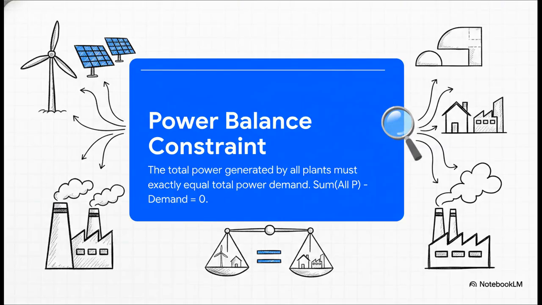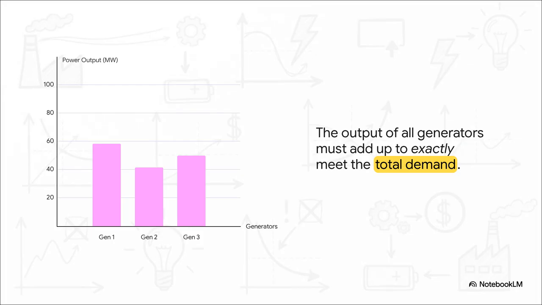So let's look at that first rule. The math here is just a fancy way of saying that the sum of all the power from your generators, minus what all the customers are using, has to equal zero. It's got to be a perfect balancing act. And this visual just makes it so clear. If the total demand from everyone is, say, 150 megawatts, then the output from generator 1 plus generator 2 plus generator 3 must add up to exactly 150 megawatts. Our whole job is to figure out the exact height for each of those bars that hits that demand line, but does it at the lowest possible total cost.